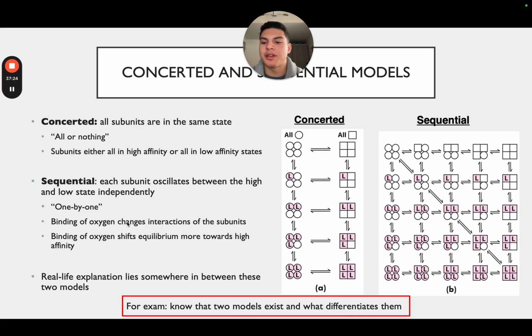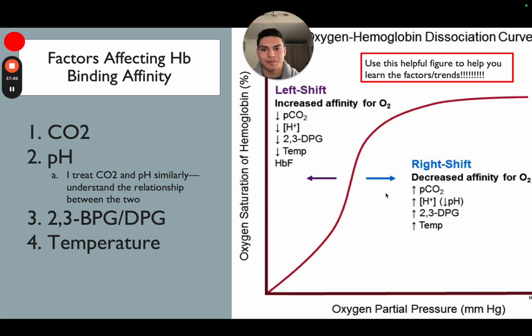And just like a simple note, the real explanation lies somewhere in between these two models, and we just don't have a full understanding of it. It could very well be this diagonal portion where one ligand binds, it increases the high binding affinity of that one, and the second one binds, and so on and so forth. It could be that. We have no idea. But for the exam, just know that the two models exist and what differentiates them. One is all or nothing. The other one is more individualistic and separate, one by one.